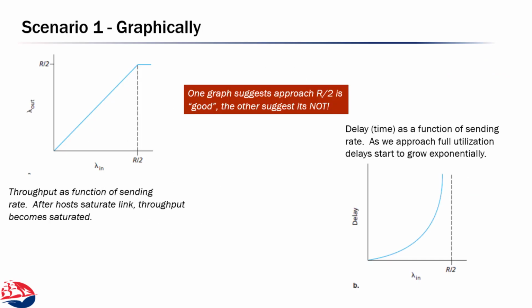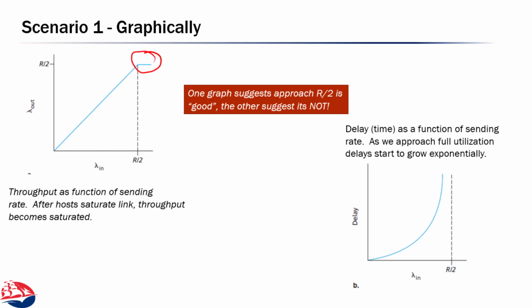If we were to look at this graphically, what ends up happening is while lambda in and lambda out are the same, we get this nice linear result of throughput. If we are inside here anywhere, we're less than full utilization. But here we are fully utilizing that link.